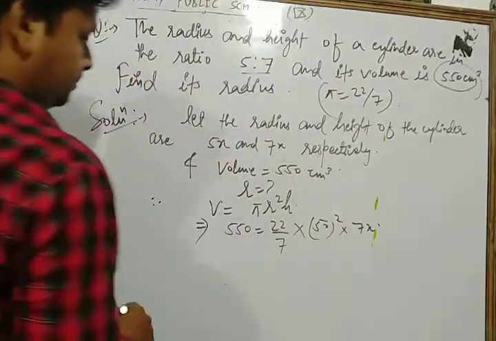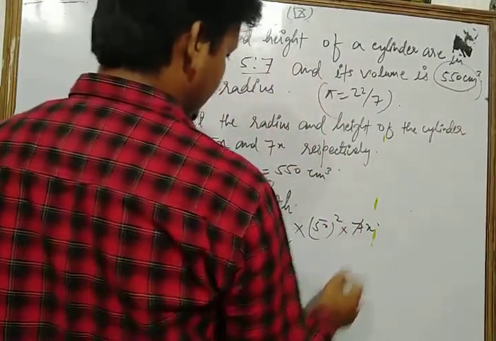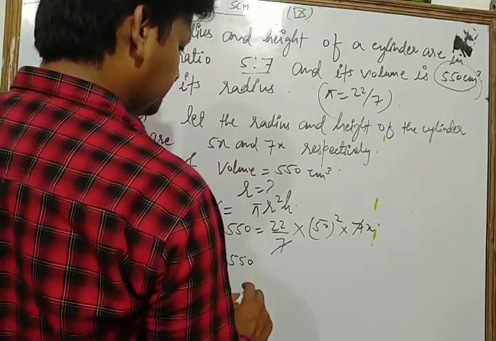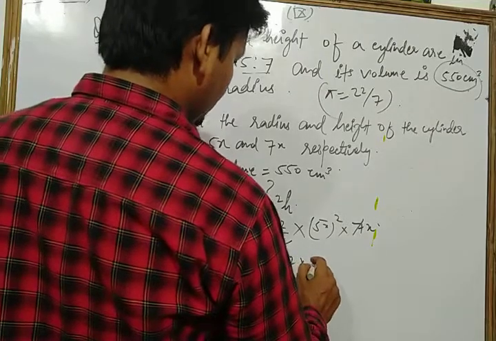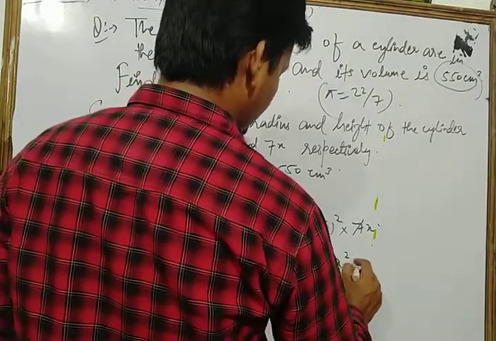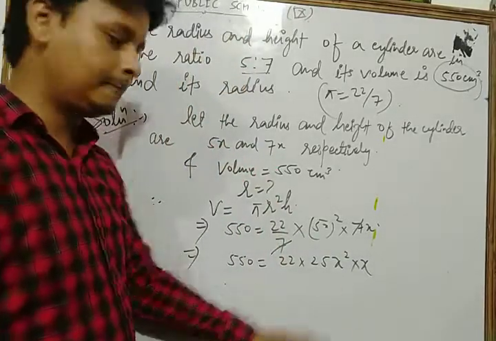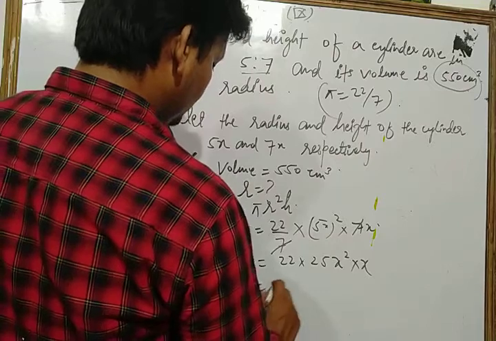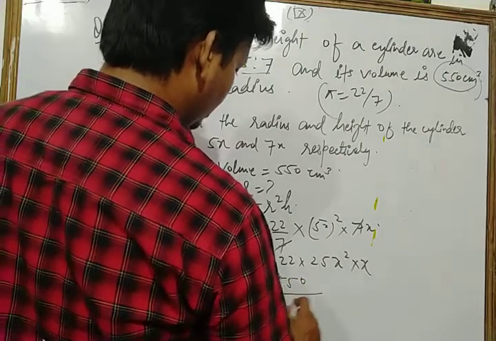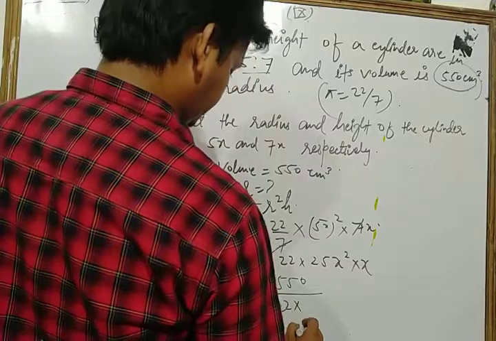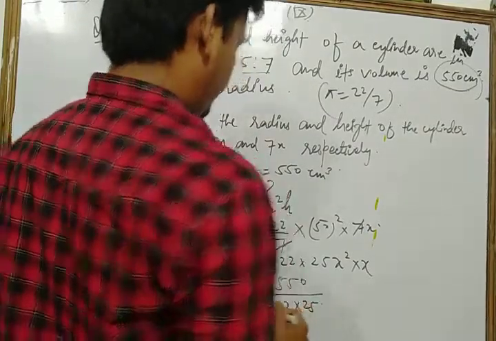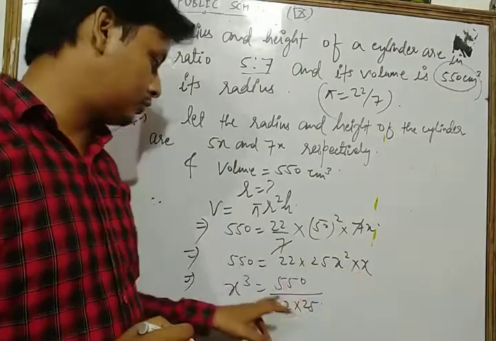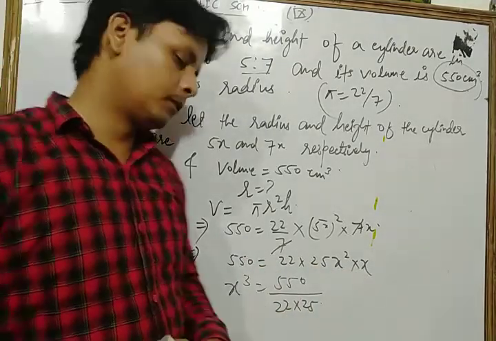Here we put 7x. Now let's see, 7 and 7 cancel to each other. So what we get, 550 is equal to 22 into 5 5s are 25x square into x. Now x cube is equal to 550 upon 22 into 25. After transform, the value of x cube is equal to 550 upon 22 into 25.